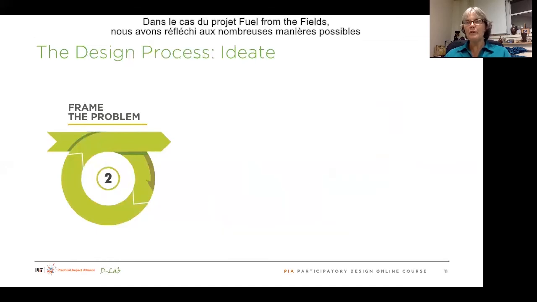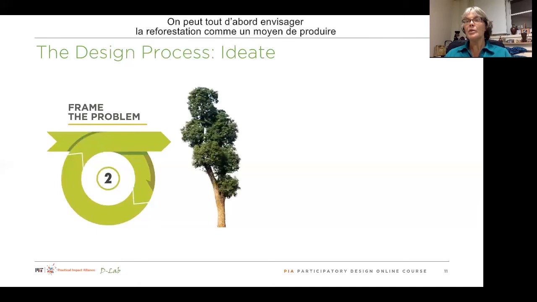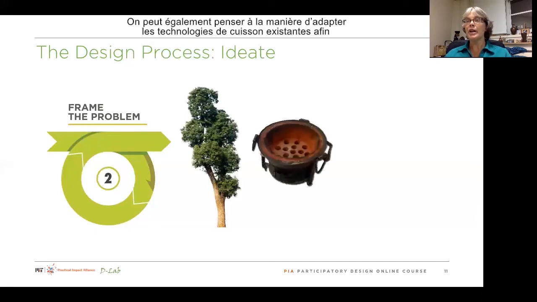In the case of the Fuel from the Fields project, we thought of many different ways you could address the challenge of deforestation caused by the production of charcoal for cooking fuel. One way you could look at it would be to think about reforestation as a way of producing more wood in order to produce cooking fuel. Another way to look at it would be to think about how you could adapt existing cook stoves to be more effective in their use of cooking fuel.